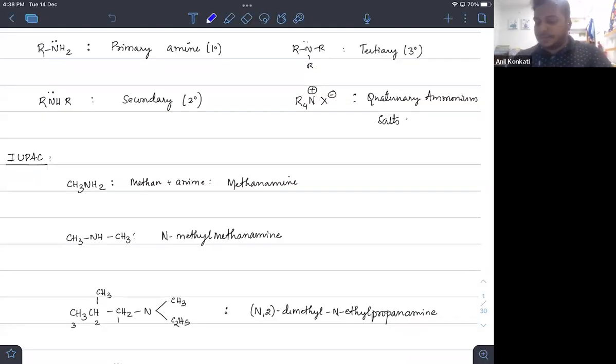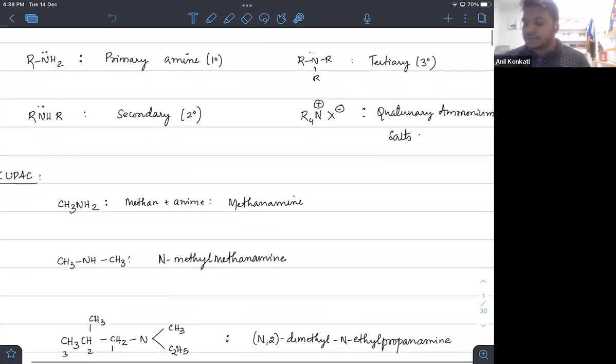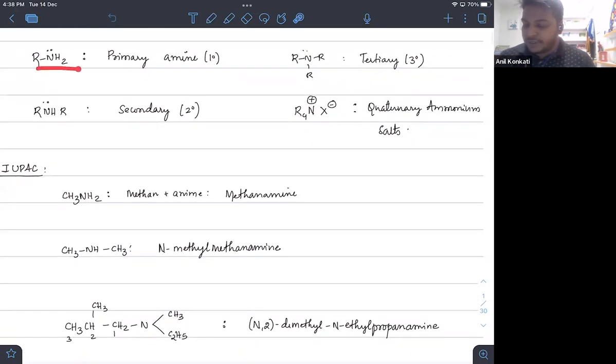So let me start with amines today. You can see amines can be categorized as 4 different functional groups: primary amines, secondary amines, tertiary amines, and quaternary ammonium salts. All of these are functional isomers of each other, correct? I mean, these 4 are categorized as different functions altogether.